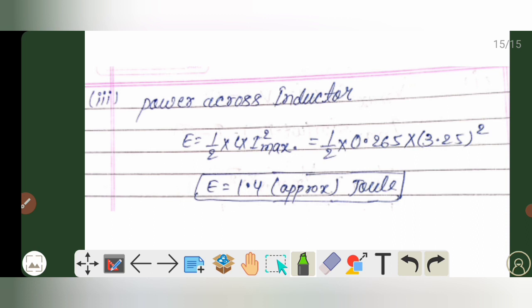Now, my dear friends, we have successfully completed unit 1, and from the next video we will start unit 2, that is, the AC parallel circuit.